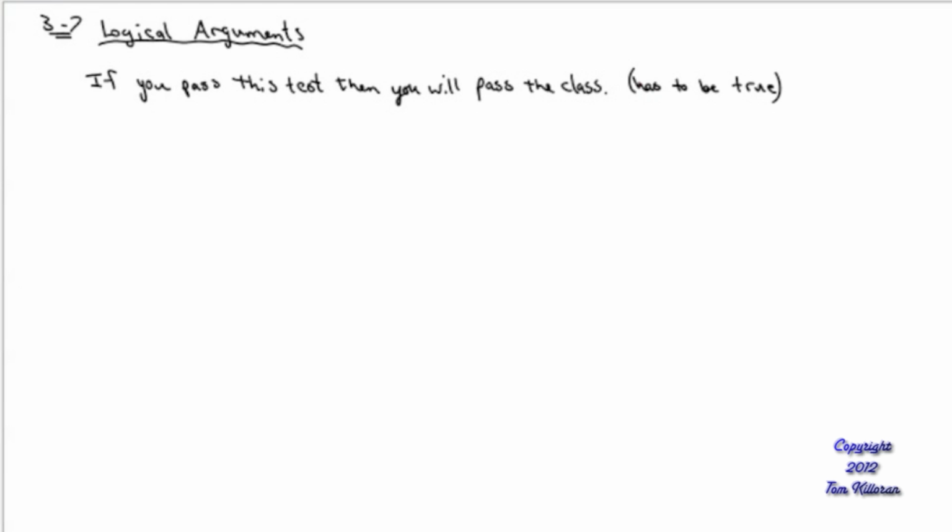So what happens if you do not pass this test? Then what must be the other half? You didn't pass the class or you did pass the class. Remember, if it's false in the beginning, it doesn't matter if it's true or false in the end. But if you pass this test and you do not pass this class, then this must be a false statement, which in other words, can't happen because this has to be true. So this is what's considered a logical argument.